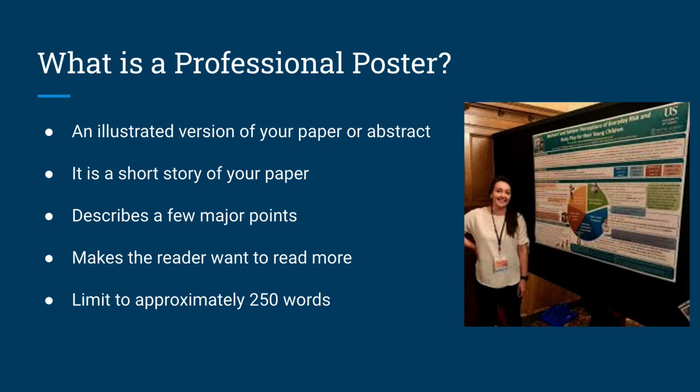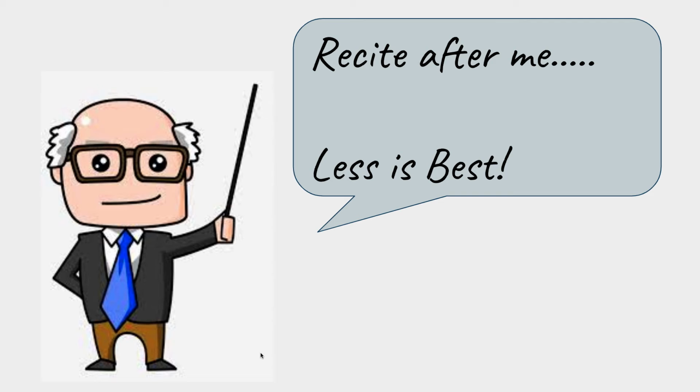A professional poster is pretty much just an illustrated version of your paper or abstract. It's a short story of your paper. It describes a few major points, but not all of your paper, especially when you have a long paper. For your paper, since it's short, you can pretty much put most everything in there. It makes the reader want to read more about your paper or about your subject, and it's limited to approximately 250 words. And these are often presented at scientific conferences.